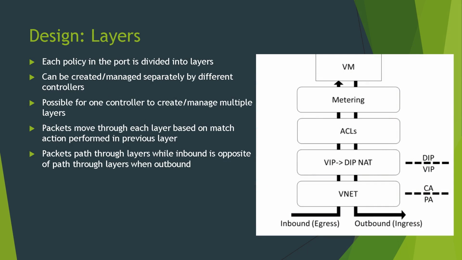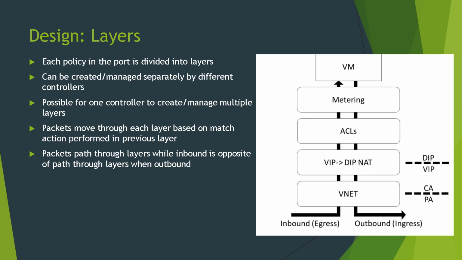VFP divides a specific port's policies into layers. Layers function as a sort of higher level layer of the match action table. Each layer can be created and managed by a different controller. One controller could even specify many different layers. When packets arrive in a network, they move through each layer one by one, only proceeding to a new layer based on the state of the match action performed in the previous layer. The order of the layers they traverse in the inbound direction is directly reversed in the outbound direction.